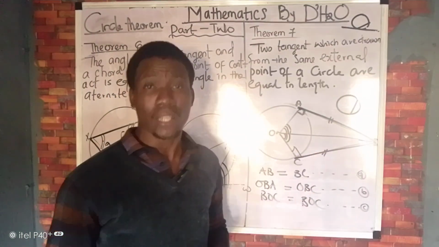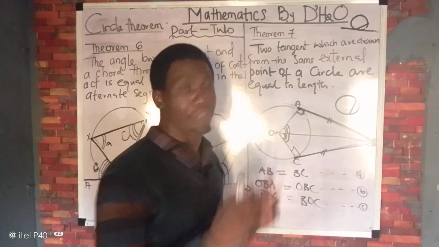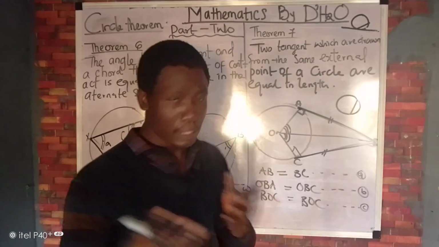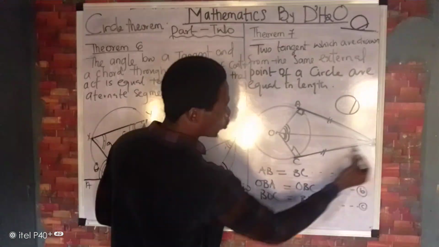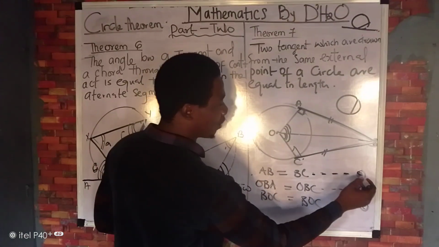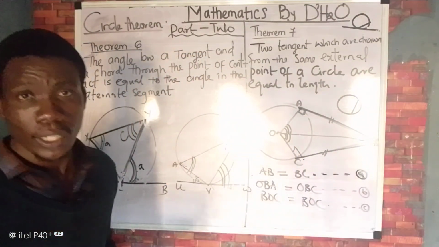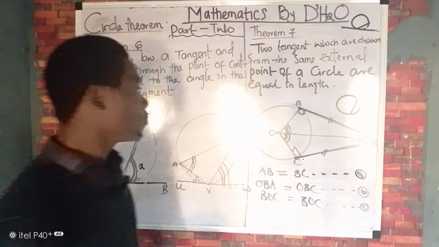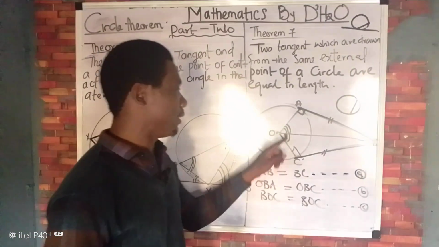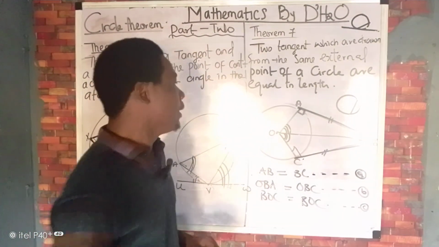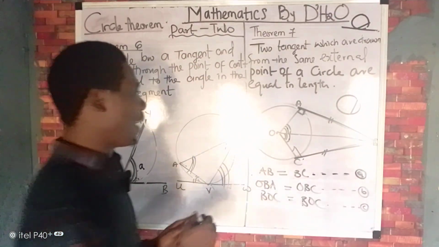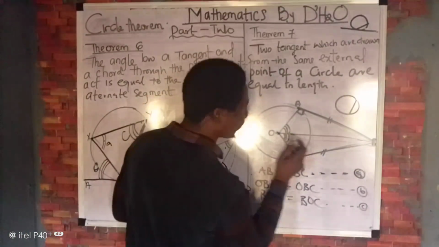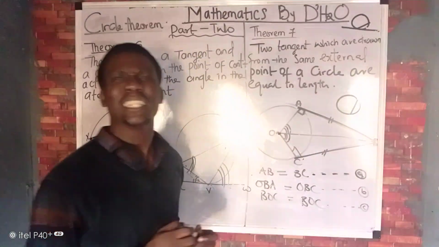Not only are they equal in length, there are also some other values that can be determined from here. Please take a look at this. Number one, we say AB is equal to BC. So take note, the lines are what? Equal. Now, there's also an angle here. Take a look at this angle, please. The angle here and the angle here, they are what? The same.